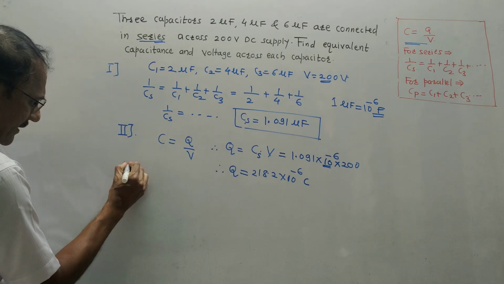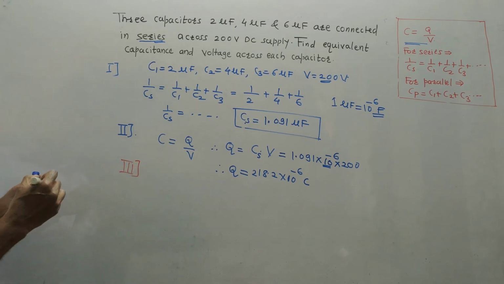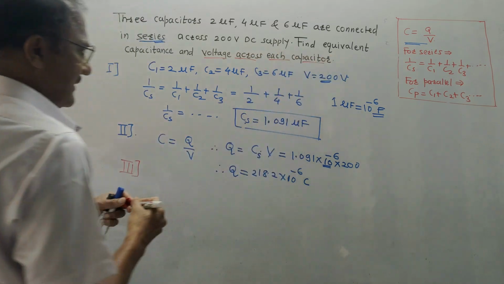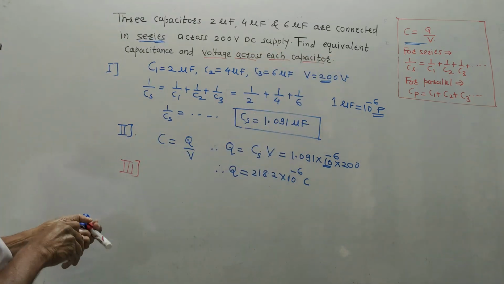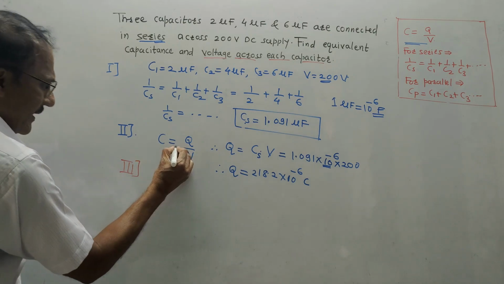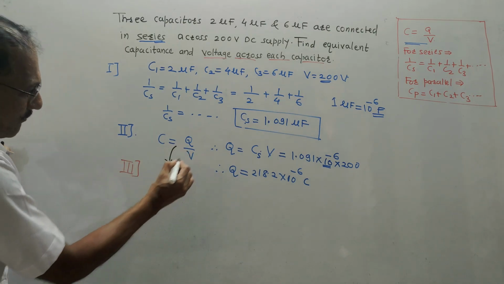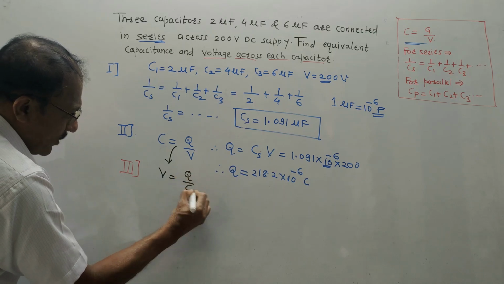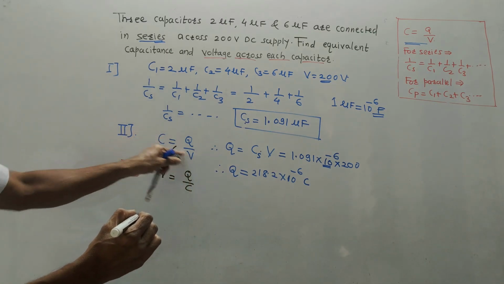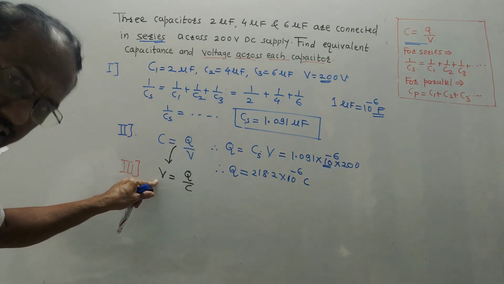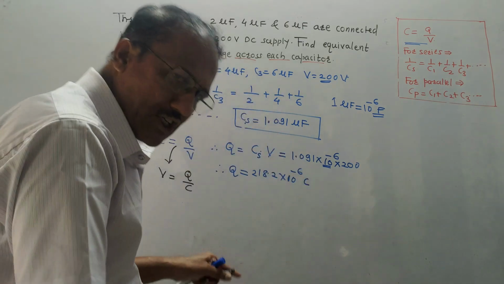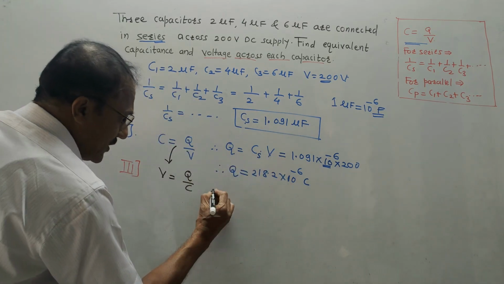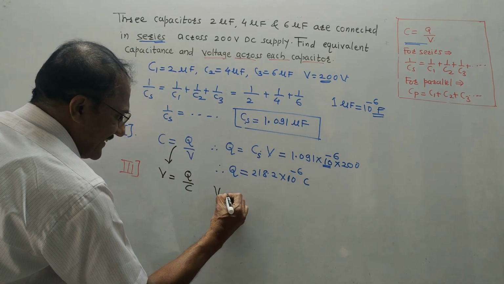Now the third step. In the third step, I am supposed to calculate the voltage across each capacitor. Again, make use of the same basic formula. From this, I can write V is equal to Q upon C. Very simple. V and C are interchanged. This is the equation to calculate the voltage across each capacitor. This is a series case, so voltage is different for each capacitor. So I will be writing it like this.